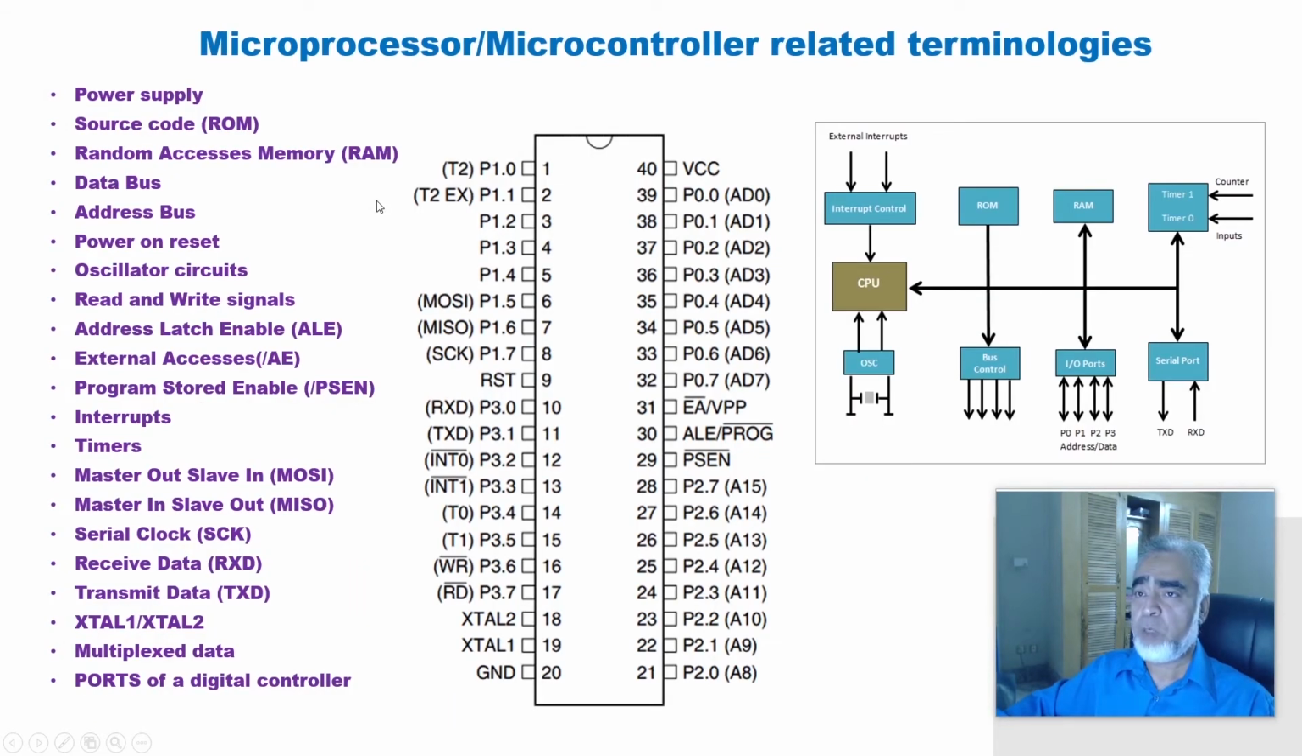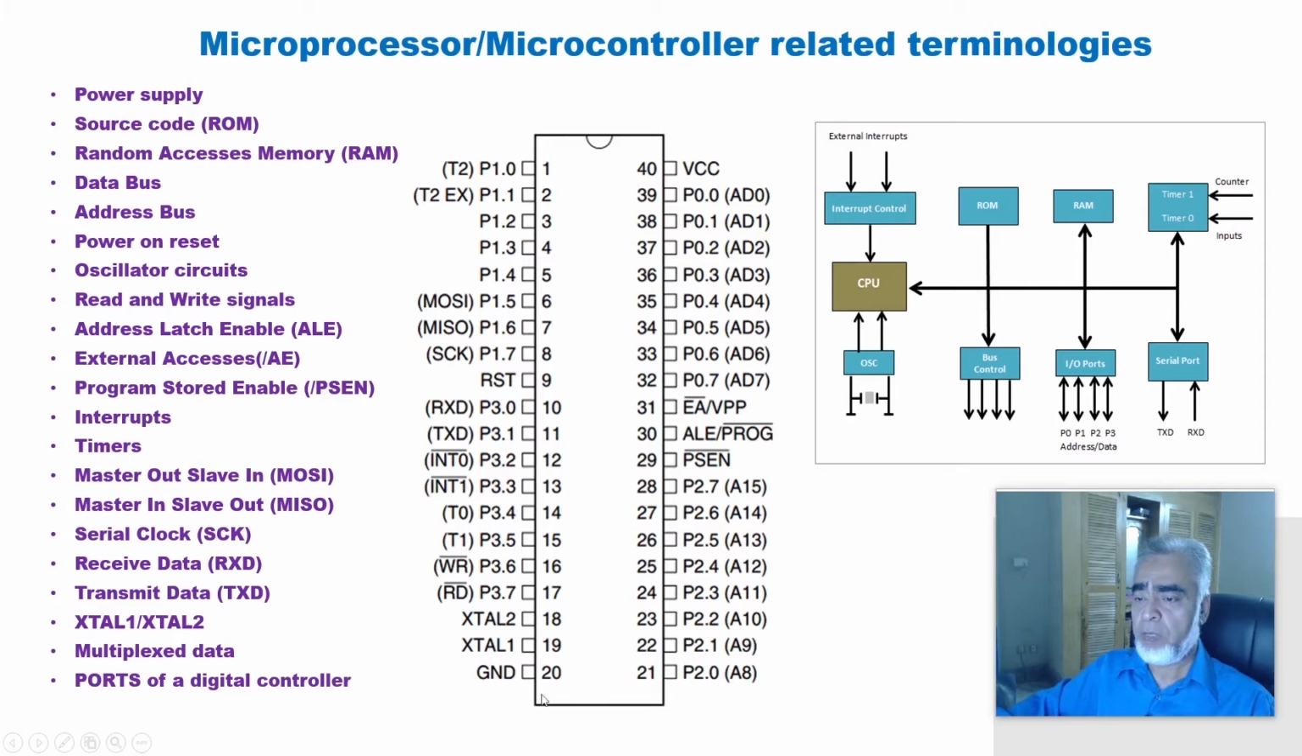Here we can find the terminologies related to microprocessors and microcontrollers, that is the power supply, source code ROM, random access memory, that is RAM, data bus, and the pins from port 0.0 to port 0.7, and these pins will be used as address and data ports in case of microprocessor based operation. We have the address bus, that is from port 0.0 to port 0.7, the address lines A0 to A7. And port 2.0 to port 2.7 are the address lines A8 to A15.